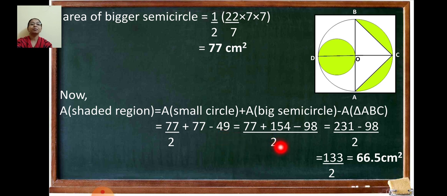Now take LCM. LCM is 2. Now you balance the numerators. So you will get 77 plus 154 minus 98. Perform this calculation. So you will get answer as 133 divided by 2. Convert it into decimal form. So the final answer is 66.5 centimeter square. So the area of this shaded region is equal to 66.5 centimeter square.